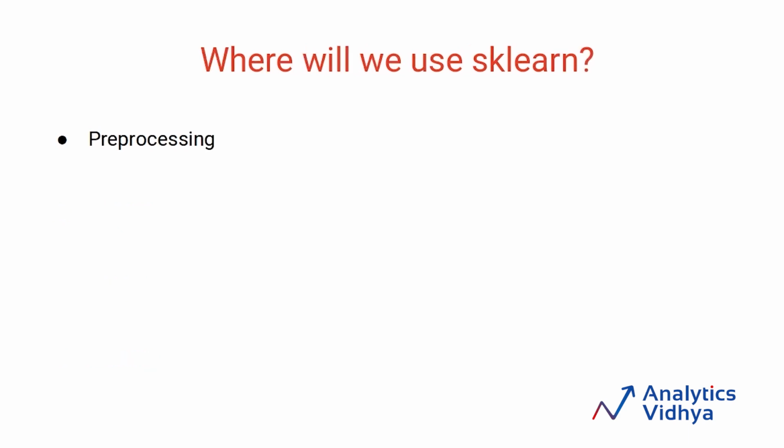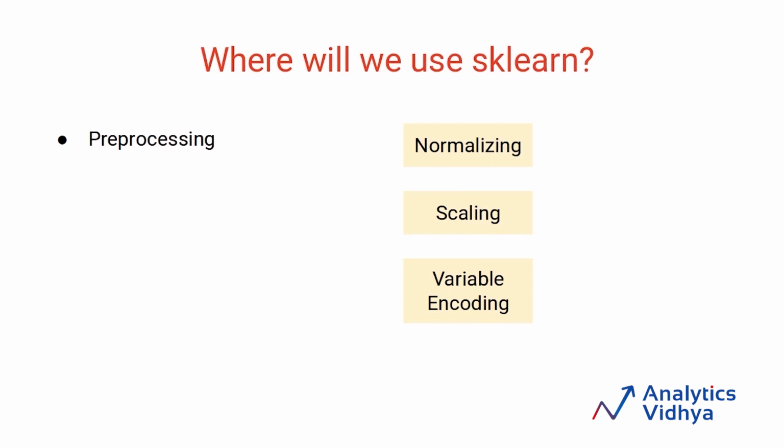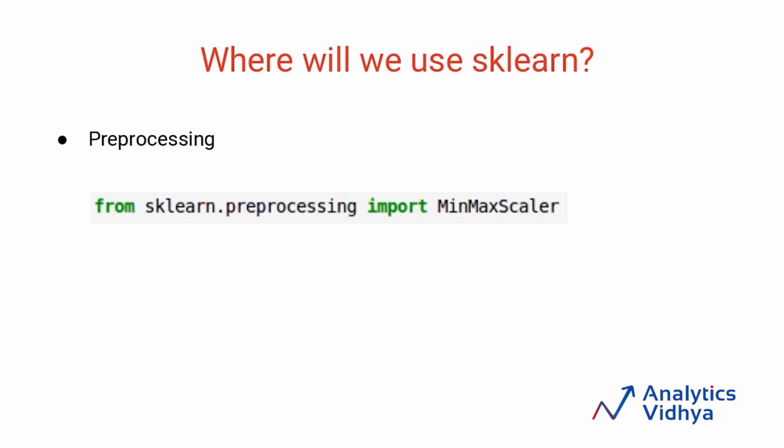First of all, Scikit-learn is used for pre-processing tasks such as data normalizing or scaling the features. We also use it for converting the categorical variables into numbers, which is known as encoding. And to perform any of these techniques, we need to use the following command. So we need to import the required class or function from the Sklearn module. So we use this command.